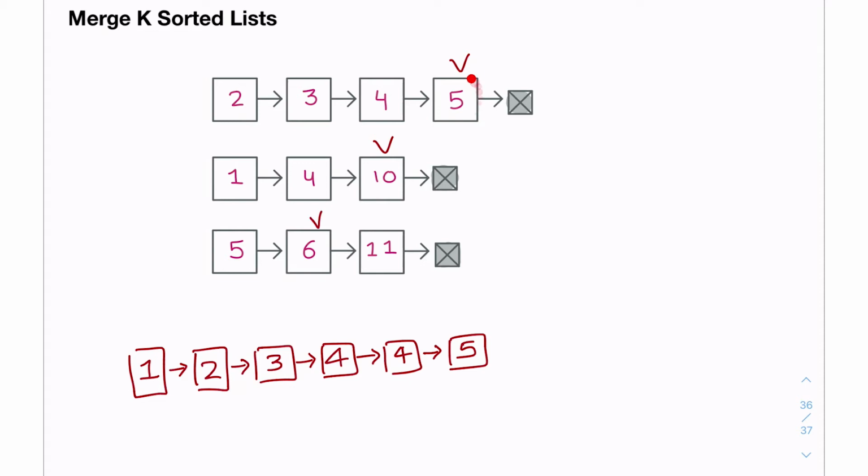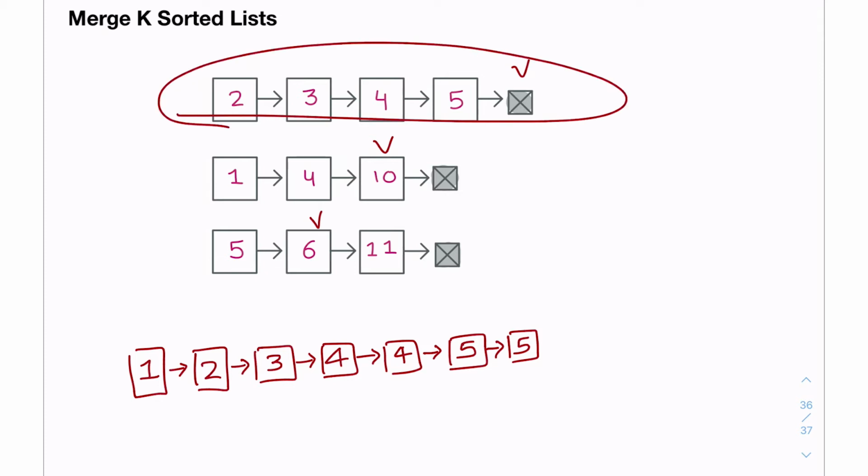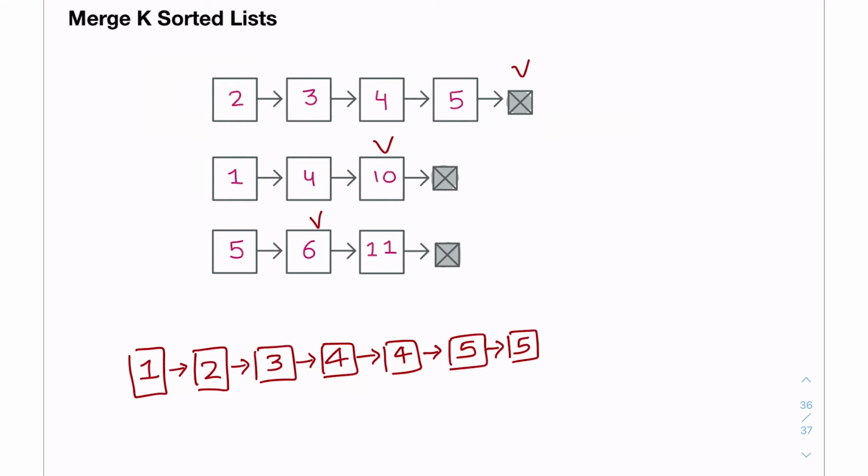Now again, we compare these 3 values. We see 5 is the smallest one, and we'll add it to the new list. And we advance the pointer now. And we see that this pointer ends up at the null node. Hence, we have completely iterated through the first list. So we won't be needing it for further comparisons. So let's just focus on the 2 lists that are remaining with us now, right?